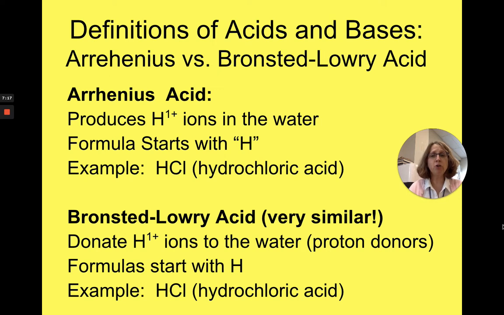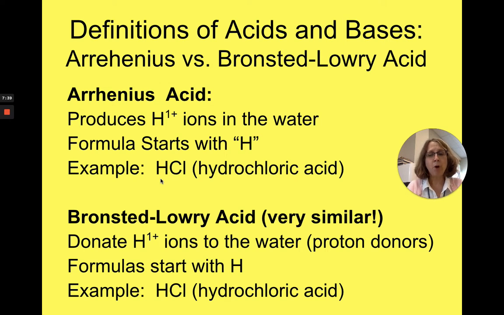But if you fill in your chart for an Arrhenius acid, they produce hydrogen ions in water. That's why it's in the formula. The HCl dissociates into hydrogen and chloride ions. The formula starts with an H. An example is hydrochloric acid. When we put it in water, it breaks up into hydrogen ions and chloride ions and adds hydrogen ions to the water.